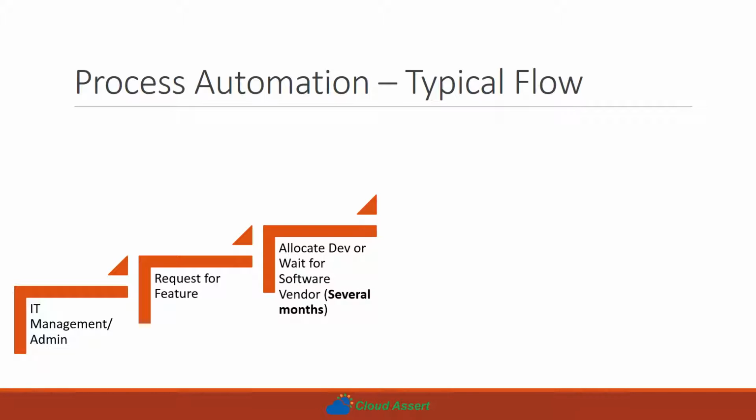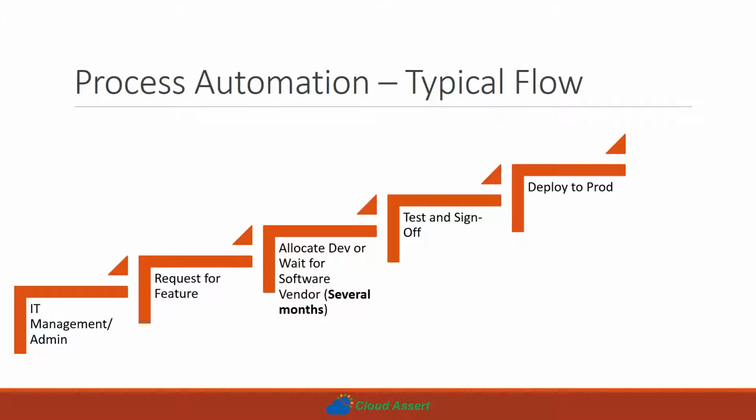Then it goes into the project management pipeline until it gets a resource allocated, or you file the request to the software vendor and wait for several months before the feature gets added to the software. And then you receive the feature, test and sign off, then deploy to production. Then that feature or functionality reaches your end users. As we have seen here, it takes several months if lucky, or a couple of years if you are depending on a big software vendor.